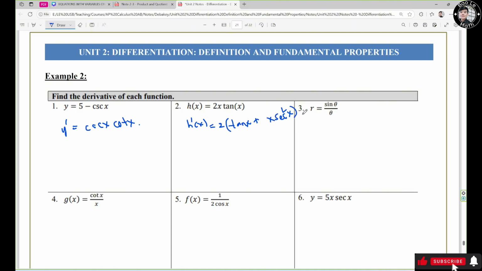Now, question 3. R equals sine theta over theta. So R prime, we're going to use the quotient rule. So it could be the derivative of sine theta equals cosine theta, and then times theta, I put theta in the front, minus theta prime times sine theta, over theta square. Now, theta is a variable, so theta prime equals 1, so I don't need this one.